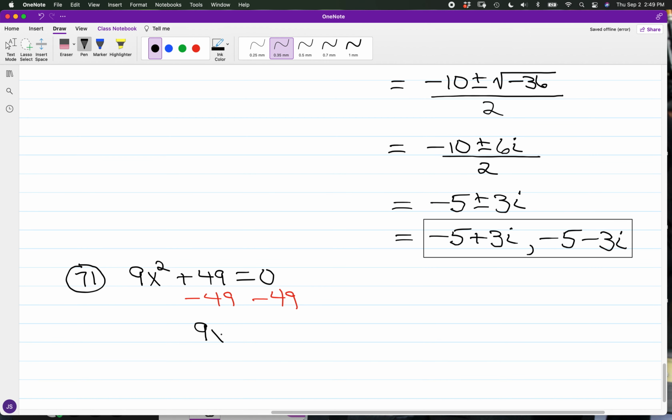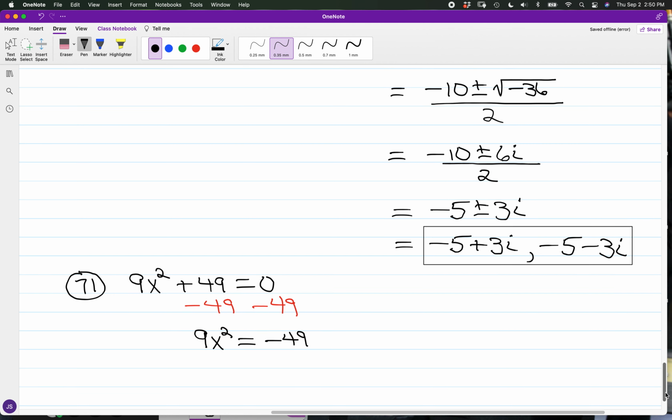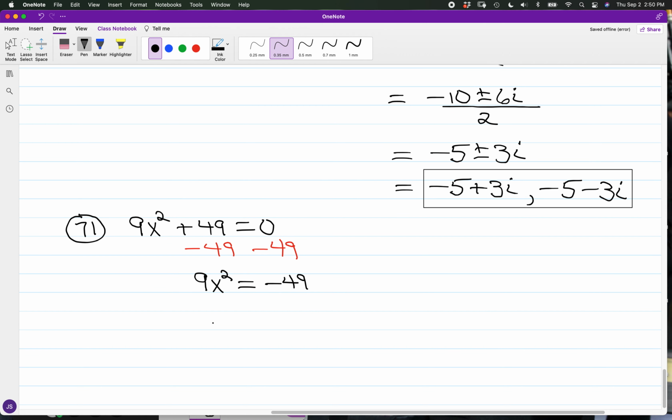So we have 9x squared is equal to negative 49. And then, to get in terms of x squared, we look at dividing by 9.